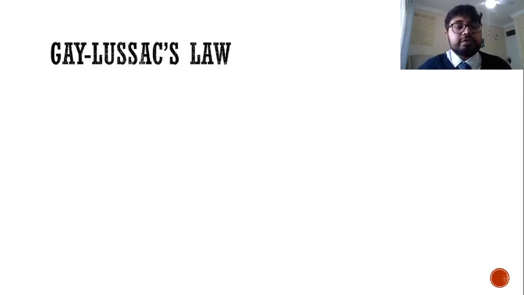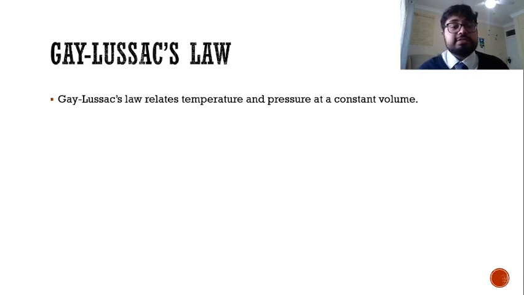Moving on to Gay-Lussac's law. Gay-Lussac's law relates the temperature and the pressure at a constant volume. Notice how Boyle's law kept it at a constant temperature, Charles' law kept it at a constant pressure, and Gay-Lussac now kept it at a constant volume.